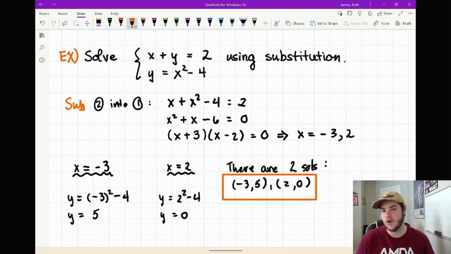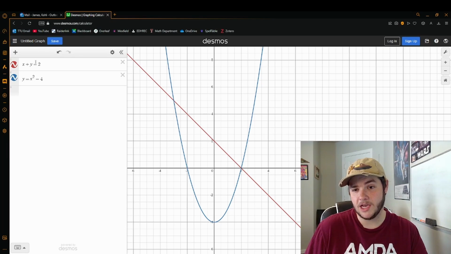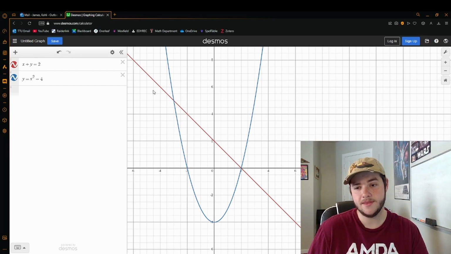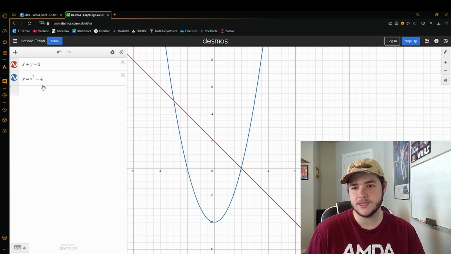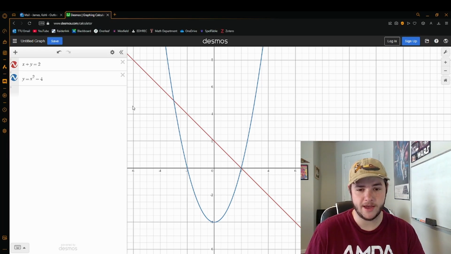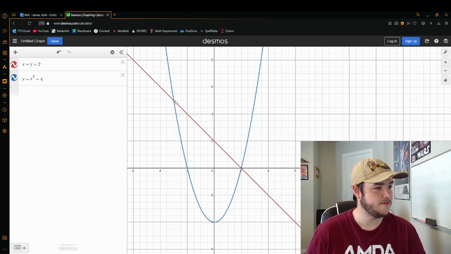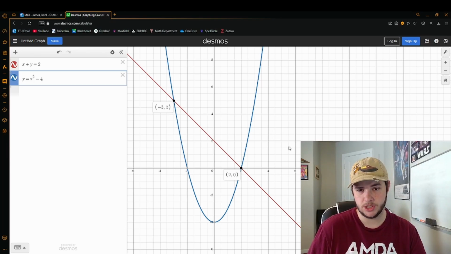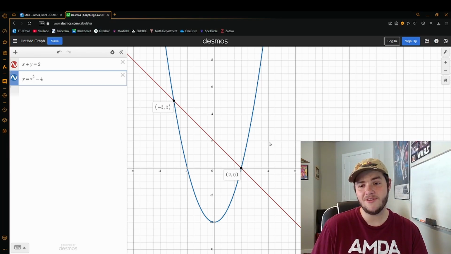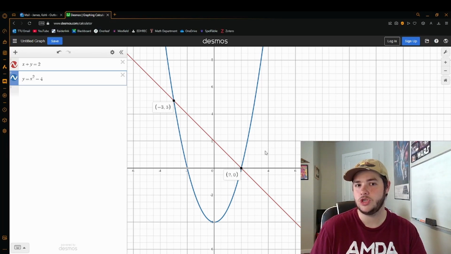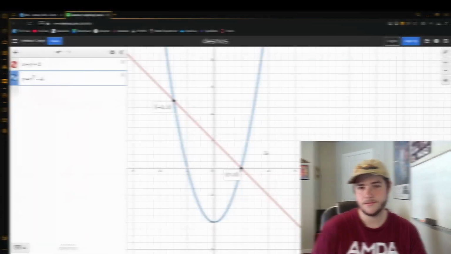But let's see what that looks like in a picture. So you can see here I've got x plus y equals 2 graphed in red, that's the line, and y equals x squared minus 4, the parabola, graphed in blue. And sure enough, there are two places where these two graphs cross each other, at negative 3 comma 5 and at 2 comma 0, just like we found algebraically.